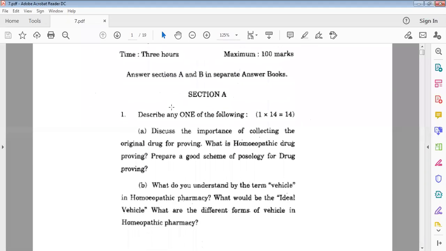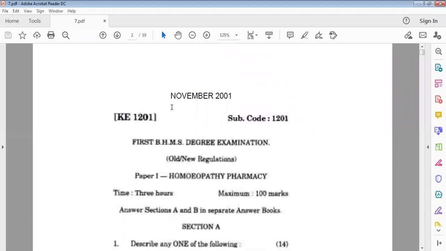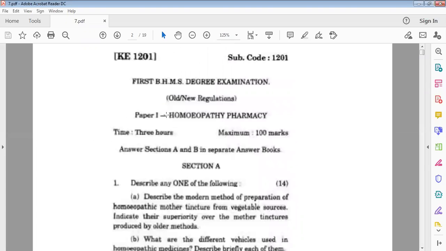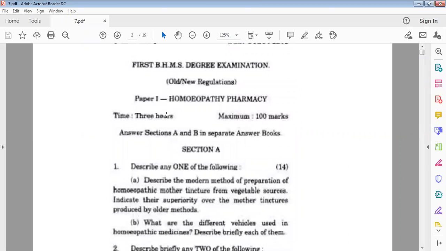Page number 1, these 2 questions. Okay, page number 2. Describe the modern method of preparation of homeopathic mother tincture from vegetable sources. Indicate their superiority over the mother tincture produced by old methods. Now it is slightly problematic. Describe the modern method of preparation of homeopathic mother tincture from vegetable sources.